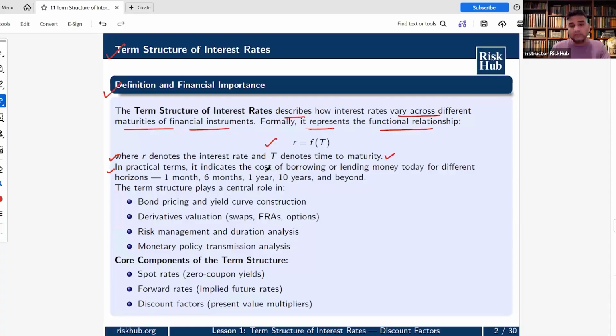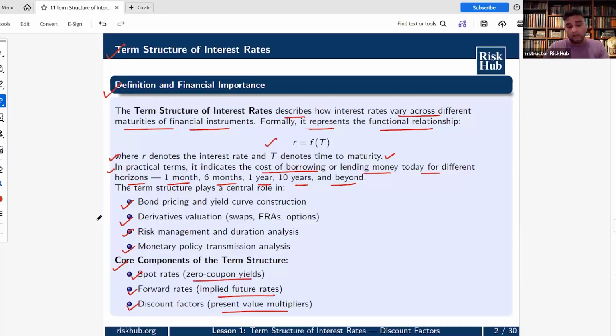In practical terms, it indicates the cost of borrowing or lending money today at different horizons: 1 month, 6 months, 1 year, 10 years, and beyond. Term structure plays a central role in bond pricing and yield curve construction, derivative valuation (swaps, FRAs, options), risk management, duration analysis, and monetary policy transmission analysis. Core components of the term structure are spot rates, which are zero coupon yields; forward rates, implied future rates; and discount factors, present value multipliers, right?